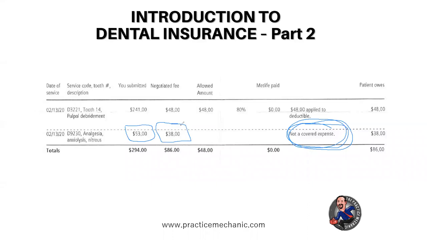So the question is, if this is not a covered expense, and this is what people will say, it's a non-covered service, I get to charge my $53. Why is the insurance company telling me I can only charge $38? It's not covered, therefore they don't get to dictate that rule. Well, in most cases, you are partially correct.